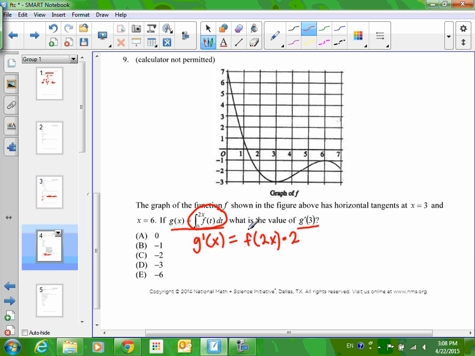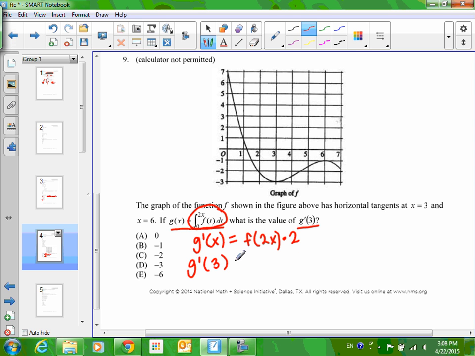Times 2, because you got to go times the derivative of the upper bound. Do we need to even write the second part? No, because when that bottom bound is a number, let alone 0, you don't even need it because you go minus something times 0. All right, so now let's find g prime of 3.